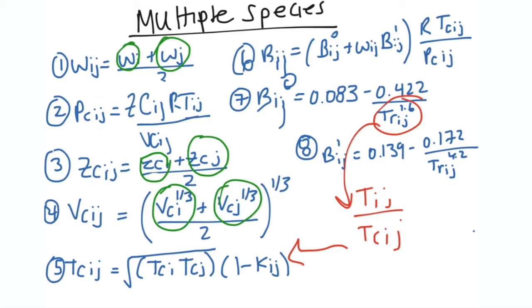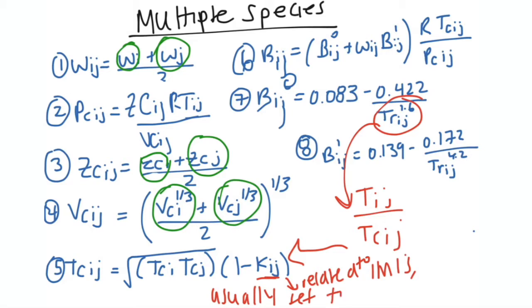So not too complicated. This K that you see right here is related to intermolecular interactions, related to IMIs, but usually it's set to 0, okay? So usually set to 0. Okay, so usually that's going to be given, like that will be written in the problem statement. Okay.